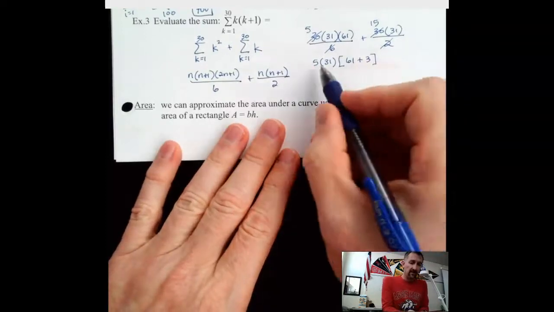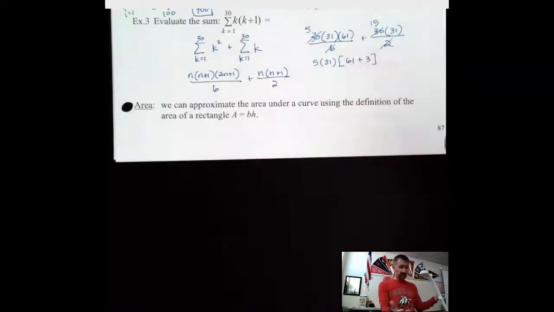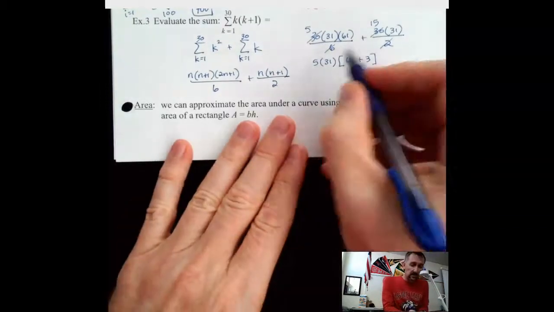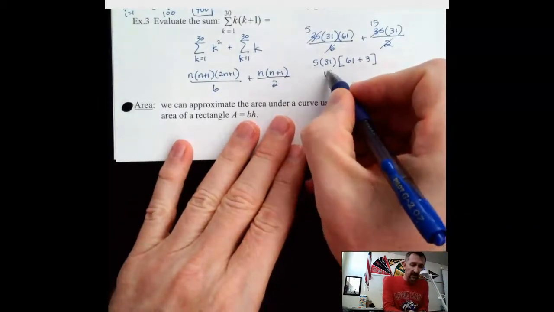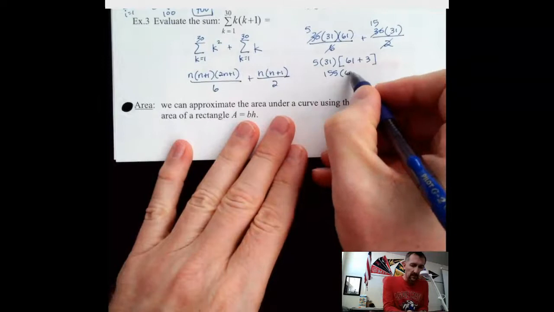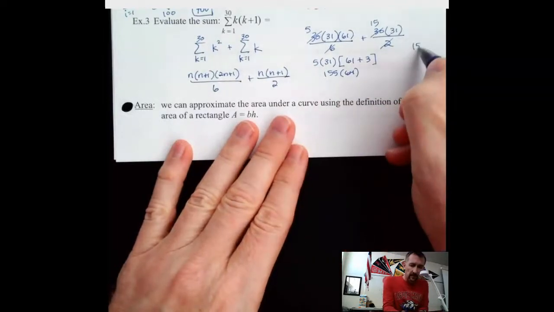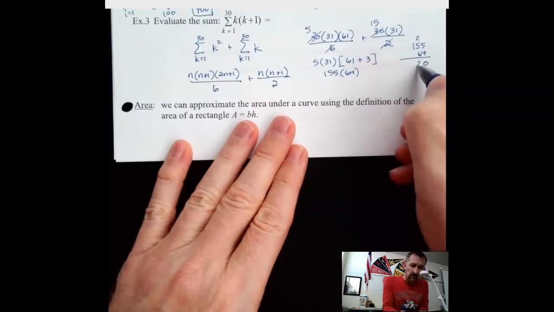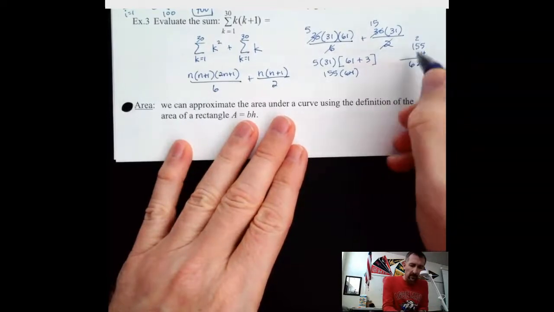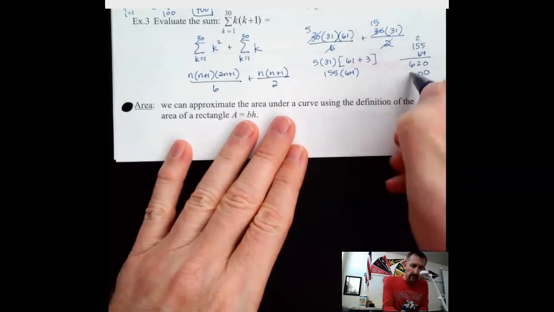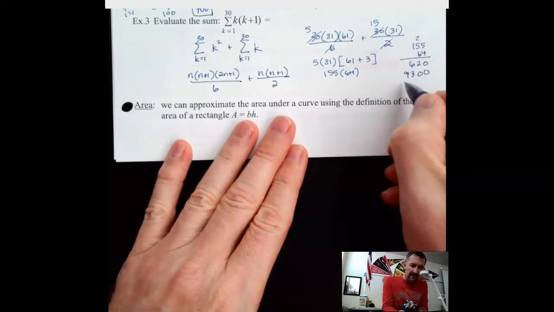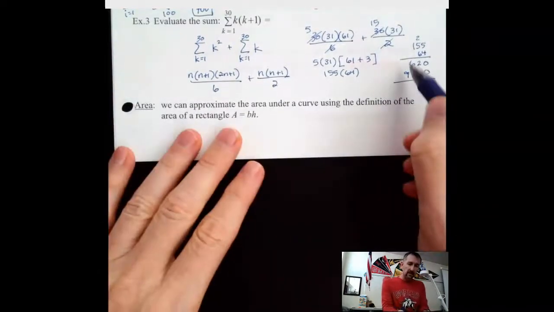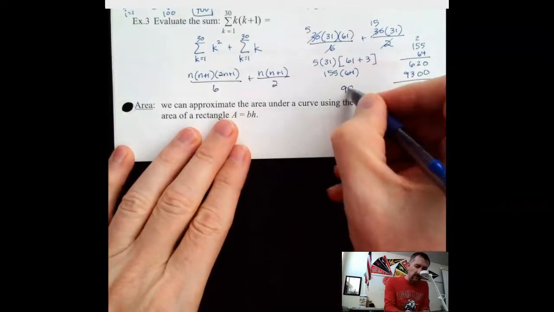Okay, so we have 5 times 31 times 64, so that's 155 times 64, so that's 0, carry the 3, 33, 9, so 9,920.